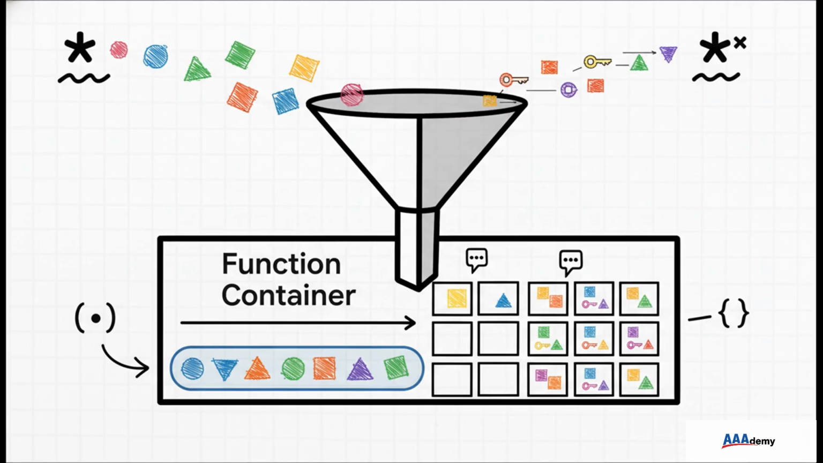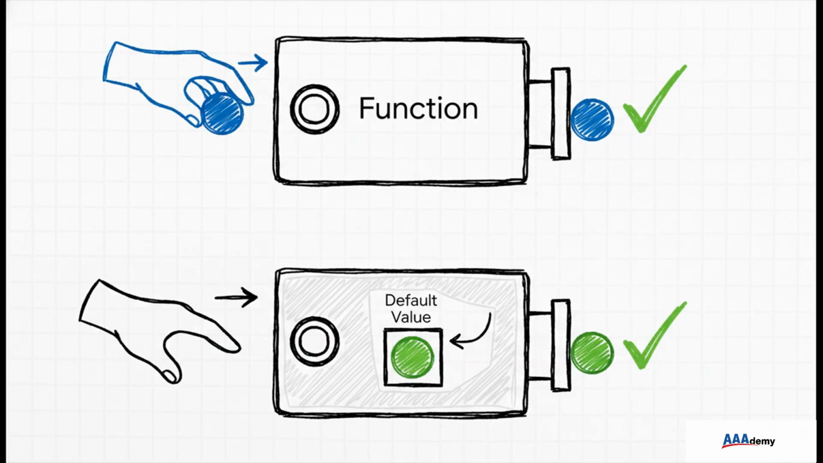This is the secret sauce for creating incredibly flexible functions. And here's another awesome trick: setting default values. By giving a parameter a default value right in the definition, you make it optional. If the person calling the function doesn't bother to provide a value for it, no problem. Python will just use the default you already set. It's such a simple way to make your functions more convenient to use.